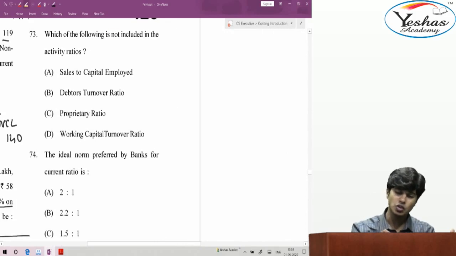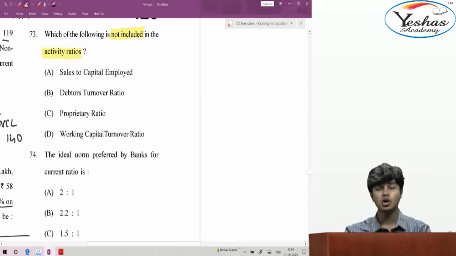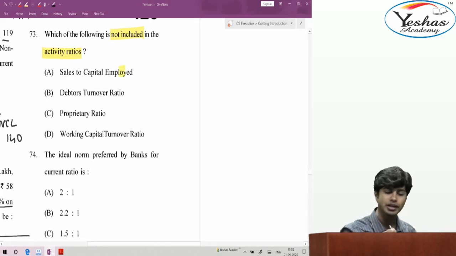Which of the following is not included in activity ratio? What of this is not activity ratio? Activity, I told you, is in the normal course of operations. Sales to capital employed, when sales is involved, it is an operating ratio. It is an activity ratio. Debtors to turnover, it is in the normal course of operations, an operating ratio.